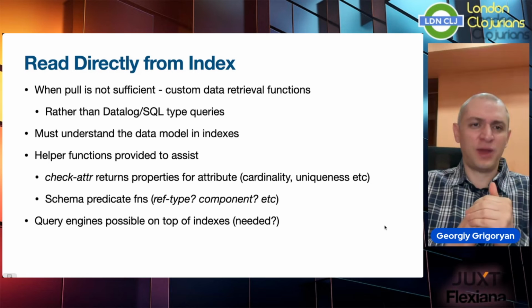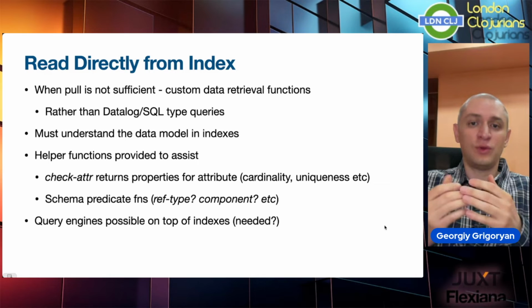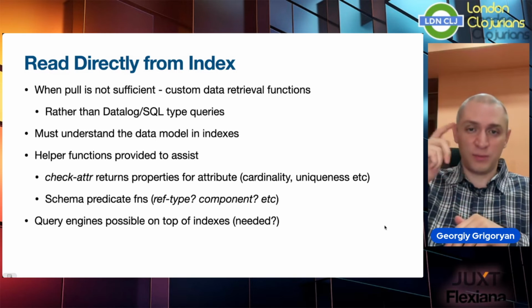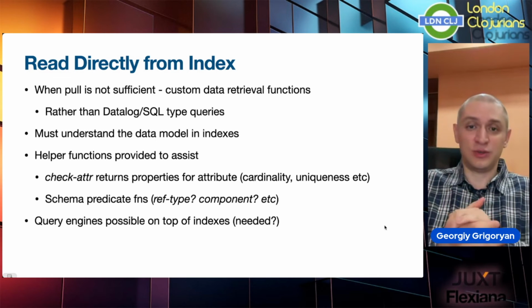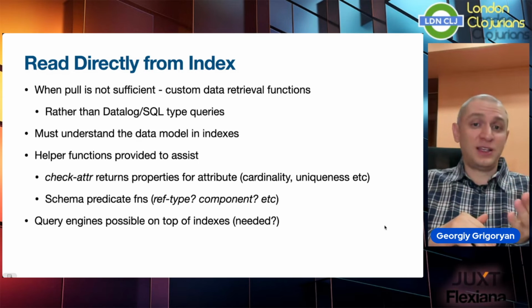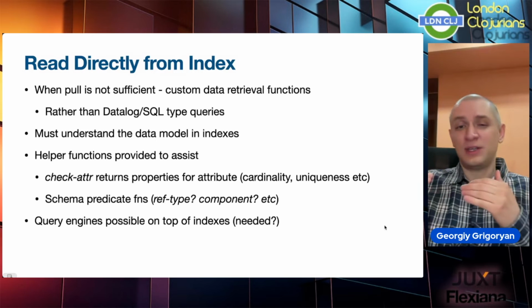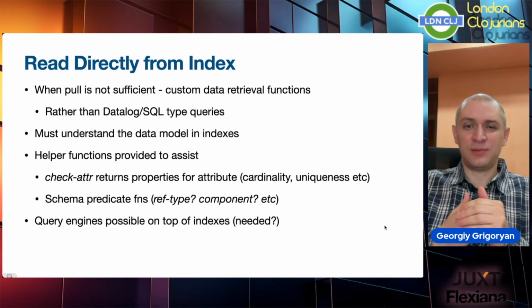And for that, I've provided you with some helper functions. Check attr, you give it an attribute and which property you want, and it'll tell you, like, this is cardinality many, cardinality 1. And then schema predicate functions, they basically give you the same information, but in predicate form, right? Is it a ref type? Yes, no, true, false. It's possible to build a query engine on top of these indices, but I question whether it's needed. I started on something like this, like some additional helper functions for common use cases, but again, it hasn't been important enough to really pursue to the end.